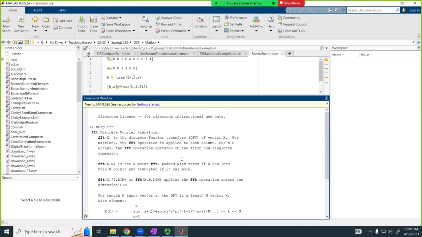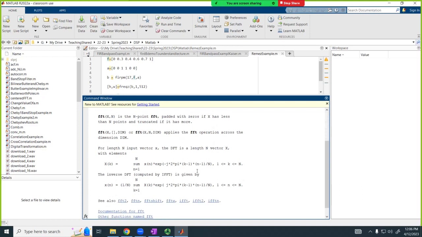What does FFT do? It's the discrete Fourier transform. If you look at the summation, it's slightly different than our definition. What's the difference? It starts at 1. Why does it start at 1? Because of MATLAB. Everything is just shifted by 1, but it is basically the formula that we just put here.